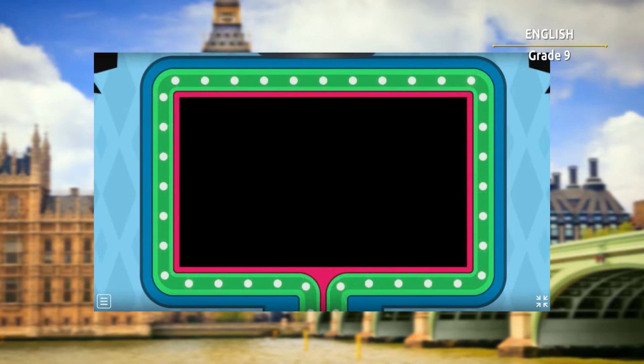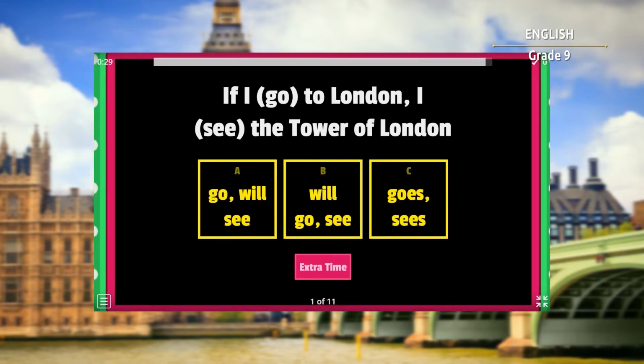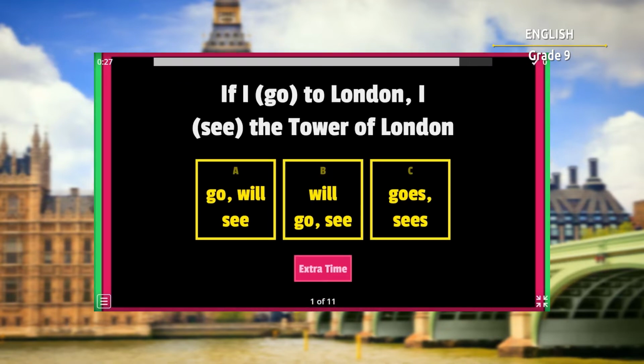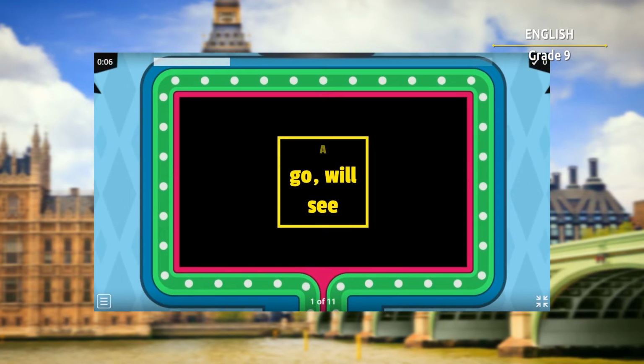Welcome to our quiz show. Get ready. Question number 1. Look at this sentence. Can I use will after if? No. So B is not the correct answer. So what about go or goes? If the subject is I, we use go. So I think the correct answer is A. Let's check. Yes, correct.